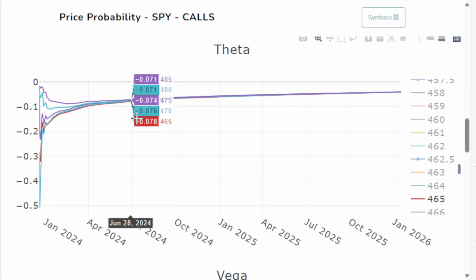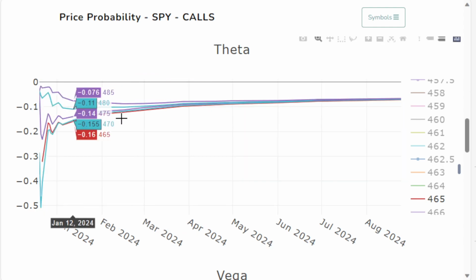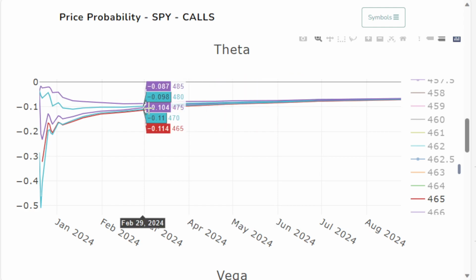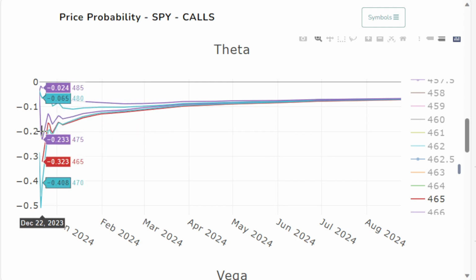Once again, taking a look at that 470 strike, we'll zoom in on that. Say 6 months out, that 470 is about 8.2 cents per share of the contract per day, which is pretty close to the 465 and the 485. But as we get closer and closer to expiration, we can see that that 470 jumps all the way down to 40 cents per day. Right? That's nearly 5 times the decay in that option.